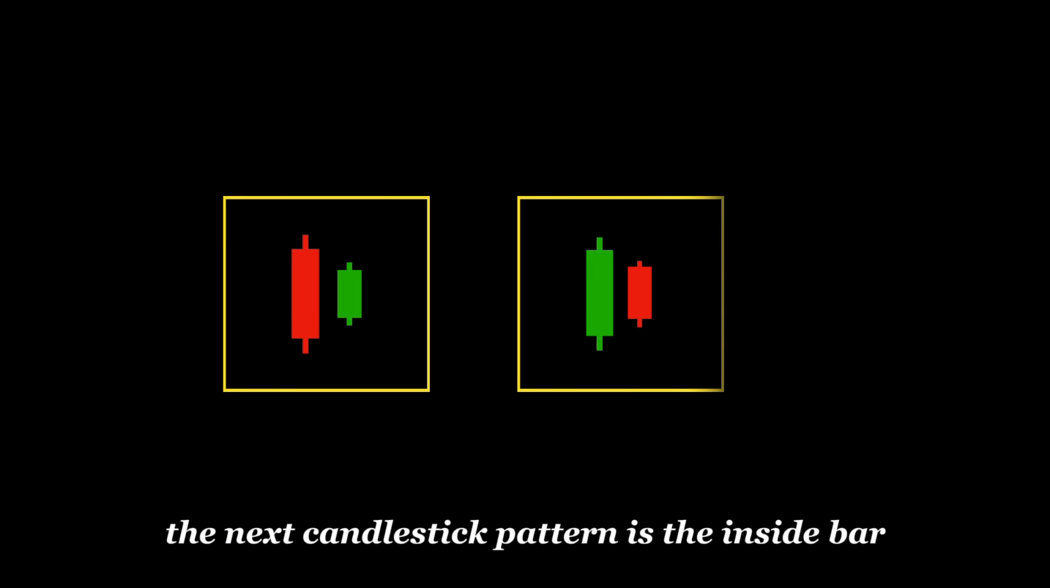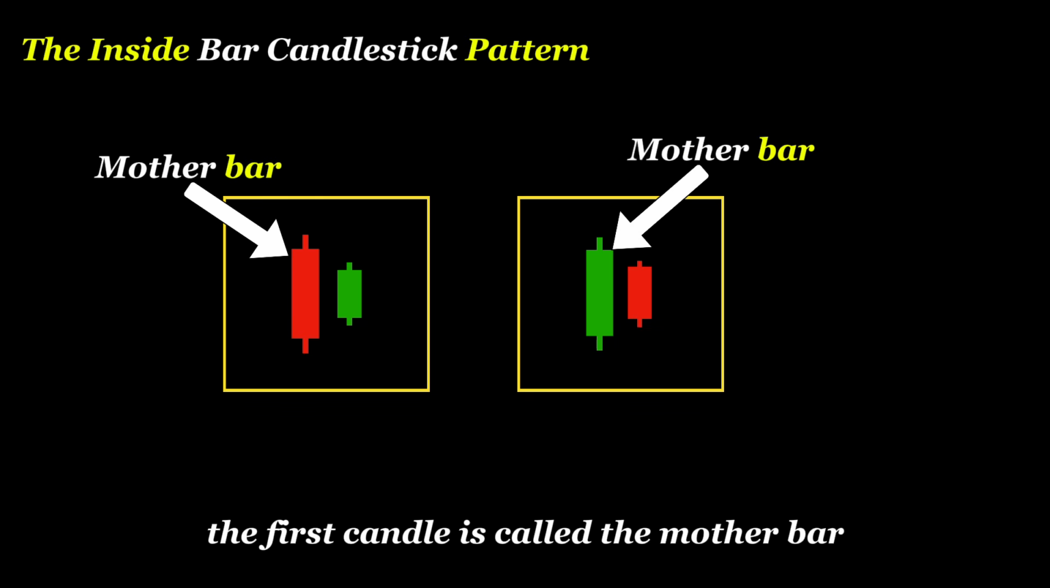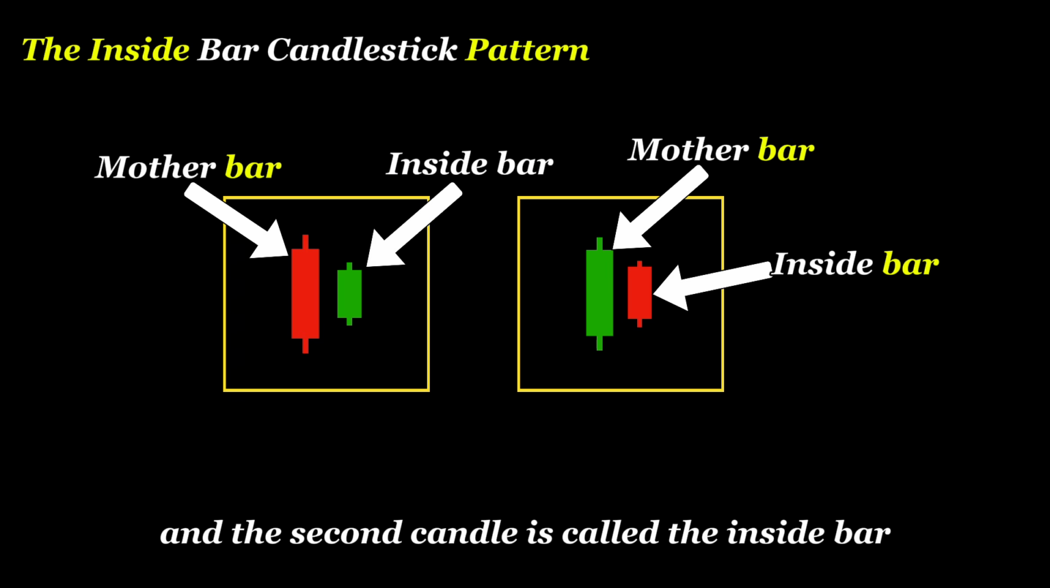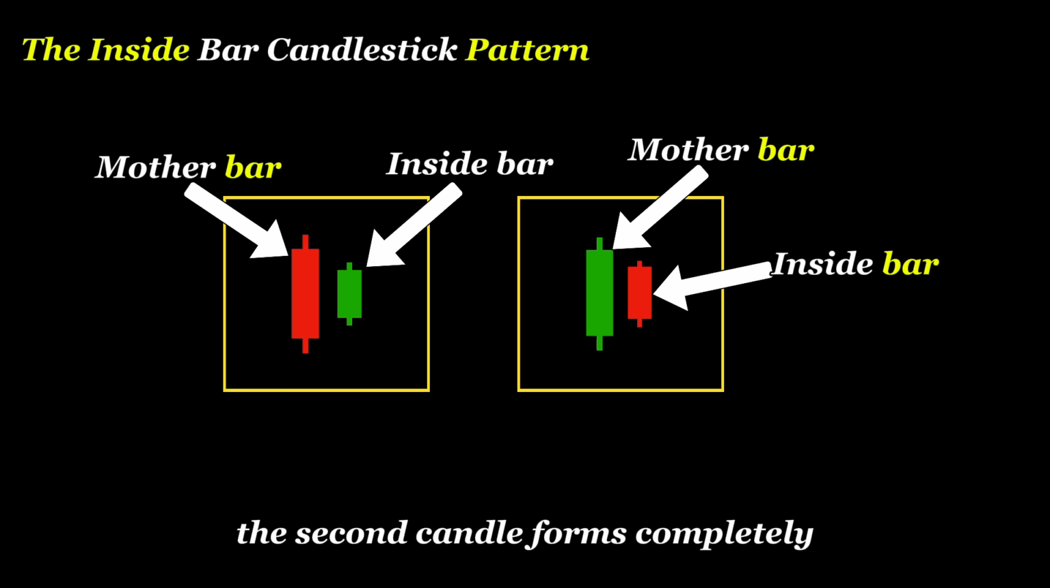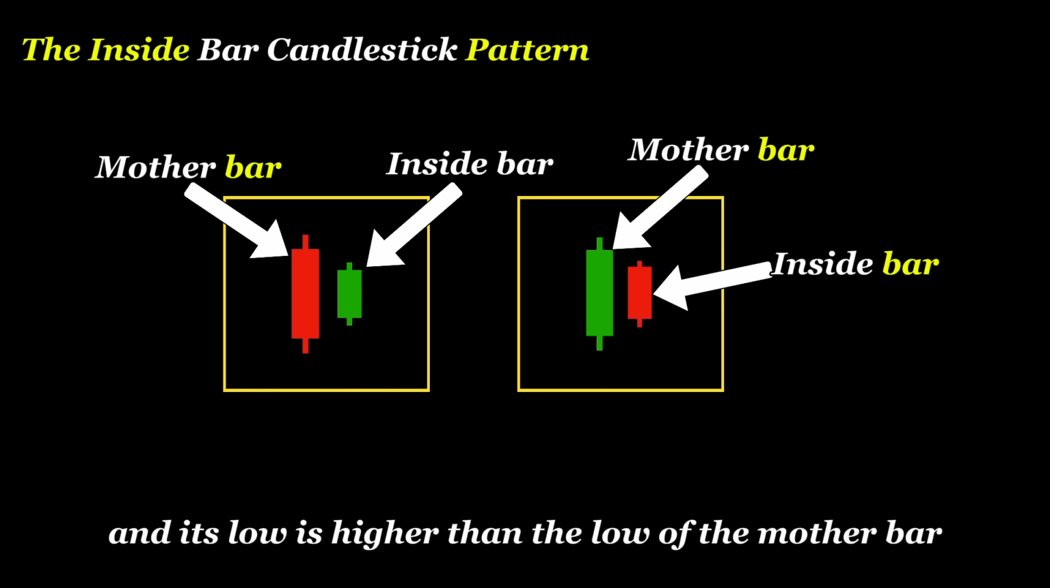The next candlestick pattern is the inside bar. The inside bar is a two-candlestick pattern. The first candle is called the mother bar, and the second candle is called the inside bar. The second candle forms completely inside the range of the mother bar. In other words, its high is lower than the high of the mother bar, and its low is higher than the low of the mother bar.